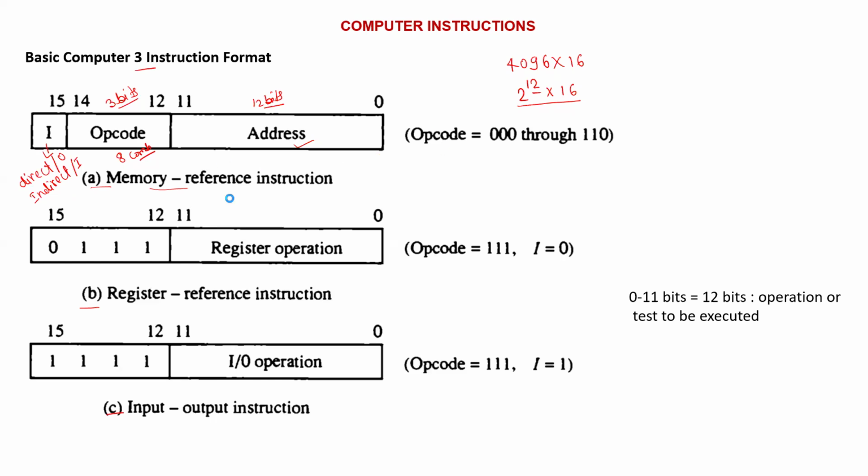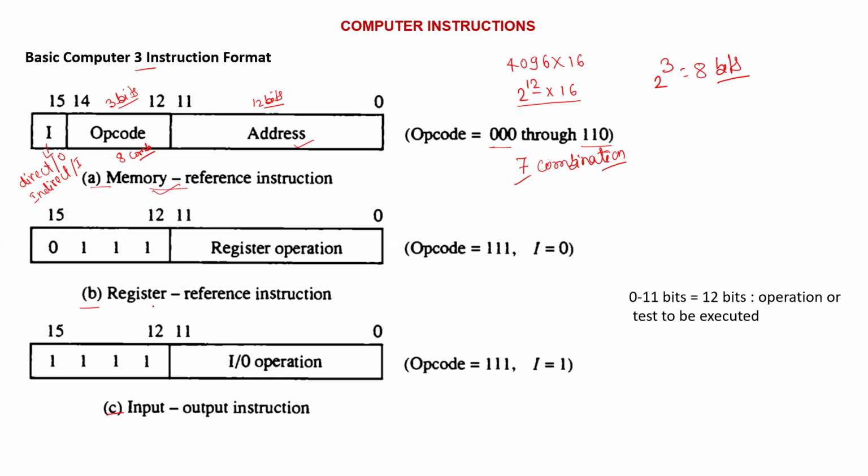Here this 3-bit opcode combination is going to change from 000 to 110. So how many in total? 7. So 7 combinations are available for the memory reference. A total of 8 combinations is possible with the help of 3 bits, since 2 to the power 3 is 8. Out of these 8, 7 are available for the memory reference.